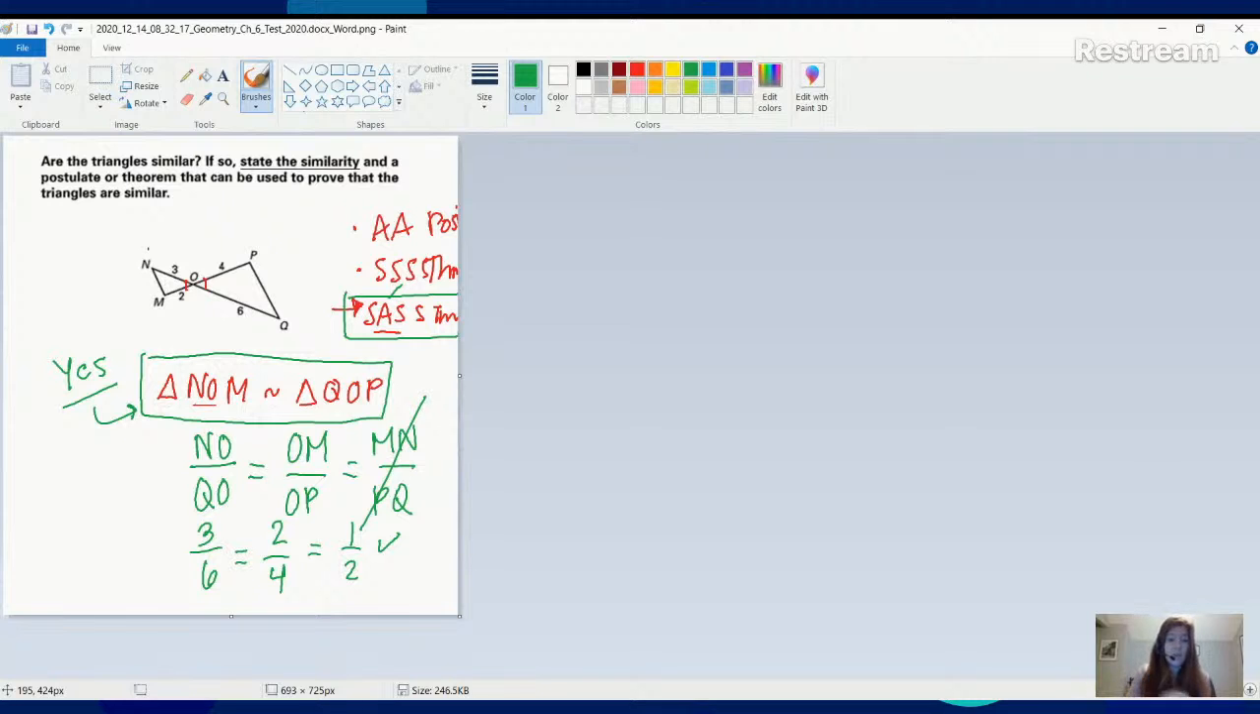So make sure that you're looking at the whole triangle, make sure that you're writing the similarity statement and then doing the checks on there, if you happen to have a problem like that on the test.